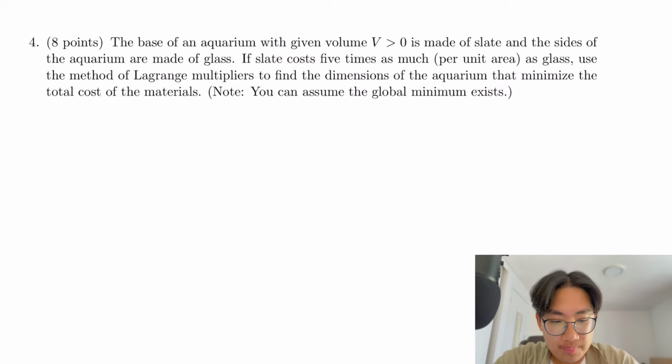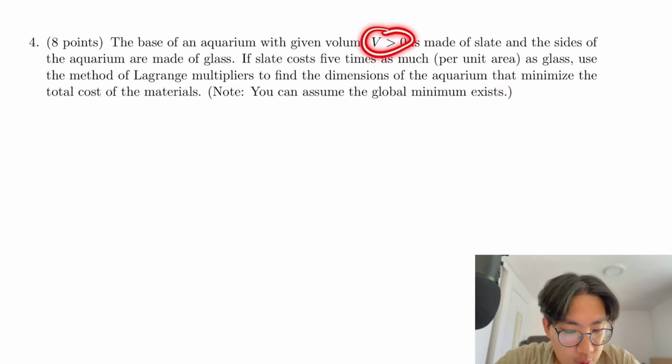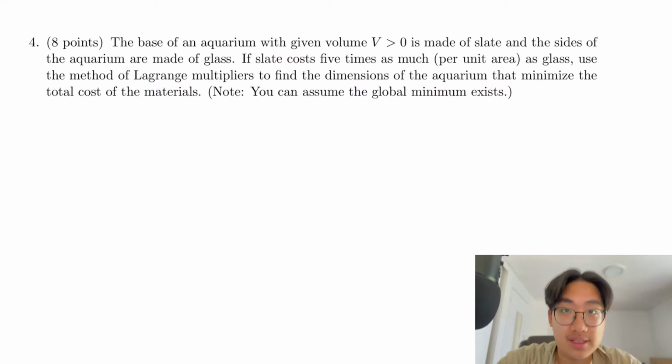Okay, question 4. The base of an aquarium with given volume V is greater than 0, important detail right here, is made of slate and the sides of the aquarium are made of glass. If slate costs 5 times as much per unit area as glass, use the method of Lagrange multipliers to find the dimensions of the aquarium that maximize the total cost of the materials.